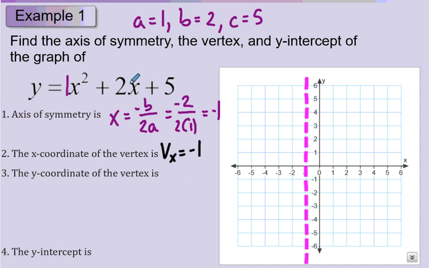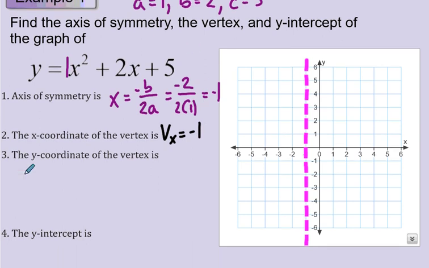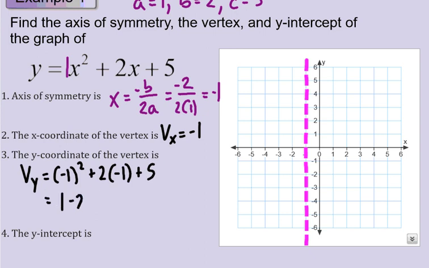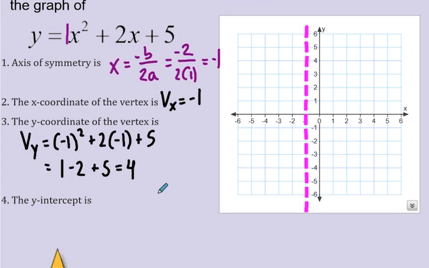I put negative 1 into the equation for x. So the vertex's y-coordinate will be at, put negative 1 in for x, I get negative 1 squared, plus 2 times negative 1, plus 5. That will give me 1 minus 2 plus 5. That should lead me to be 4. So I know the vertex is going to be at negative 1, 4, right there.